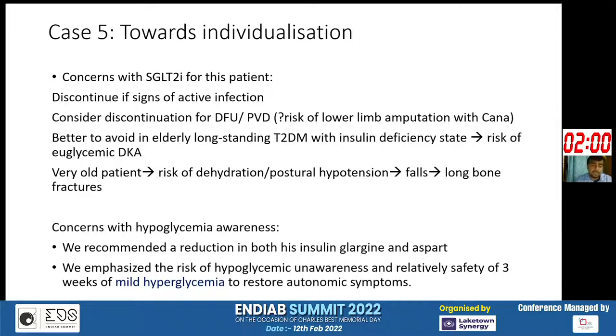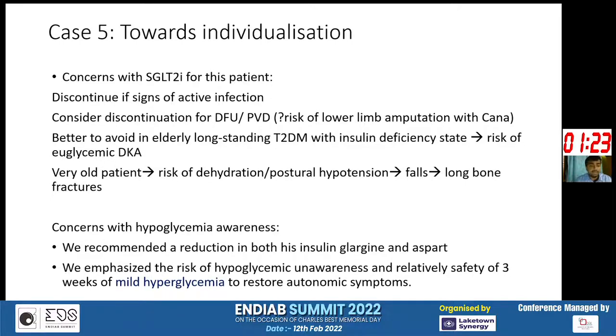And importantly, it is better to avoid SGLT2 inhibitors in elderly longstanding type 2 diabetes because of risk of euglycemic DKA if you have insulin deficiency state. And very old patients are often prone to risk of dehydration and postural hypotension, and that may increase falls and long bone fractures, leading to increased mortality. So for those patients, SGLT2 inhibitors should be avoided. And like in this case, SGLT2 inhibitor probably led to euglycemic DKA for this patient.